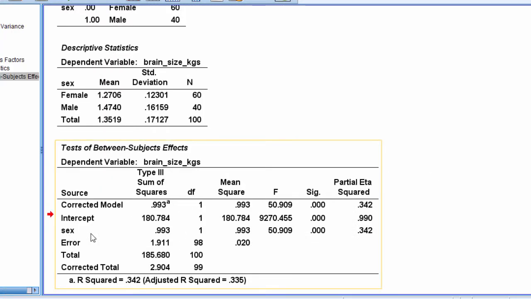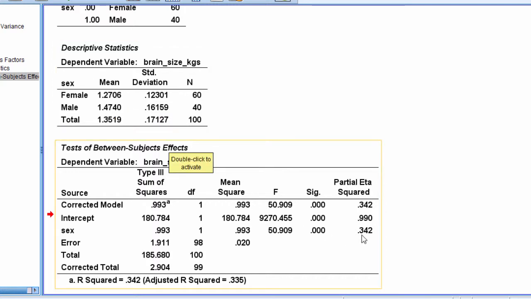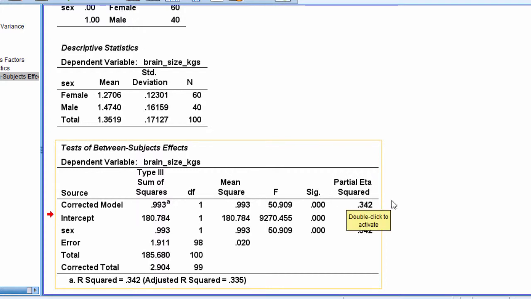If I look at the sex independent variable row, I've got an F of 50.91, and with 1 and 98 degrees of freedom, that is p less than 0.001, so I've rejected the null hypothesis of equal means. So statistically, I could say, with alpha specified at 0.05, that these means are different from each other statistically. Now here's the eta squared, 0.342, and this implies that 34.2% of the variability in brain size was accounted for by sex. Now SPSS calls this partial eta squared. It's a mistake. It's really just eta squared.